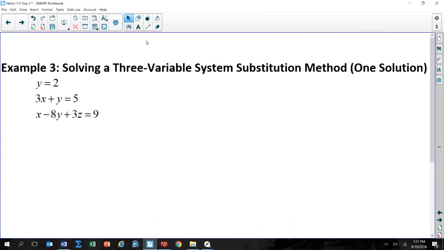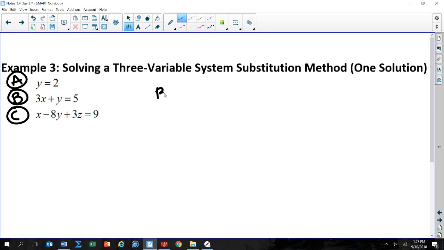What about example 3? Solving a 3-variable system using the substitution method. Why did I pick substitution method here instead of elimination method? I already know what y is, right? That's cool. Let's call this equation A, equation B, and equation C. If you see something like this, how would you start it? I already know y is 2. Yeah, B is a 2-variable equation, right? If I already know that y is 2, I'm just going to start with B, and I'm going to plug in y. Right, y is 2. Plug it in. 3x plus, I'm plugging in 2, equals 5.